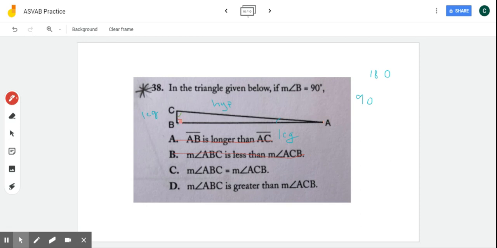Measure of ABC is equal to ACB. If they were equal, then this angle would be 90, and this would just be shooting off into space, and we wouldn't have this angle down here. 90 and 90 is 180, so we would have nothing left. So that can never be true, so I'm going to cross that one out. So hopefully D is true. Measure of angle ABC, so our right angle, is greater than ACB. Yeah, I think everything we've talked about up until now proves that.